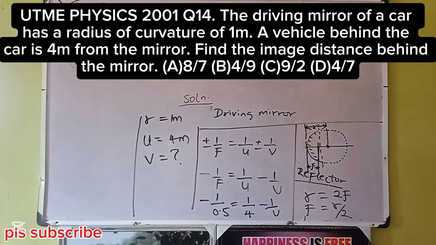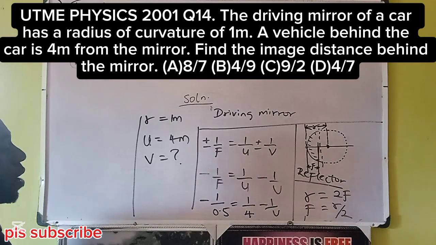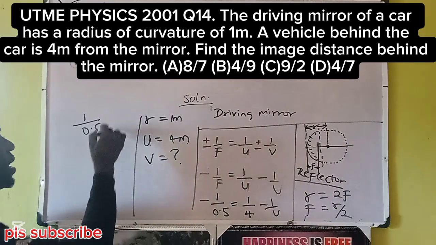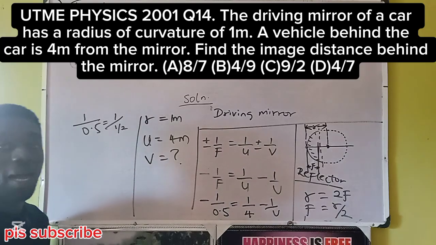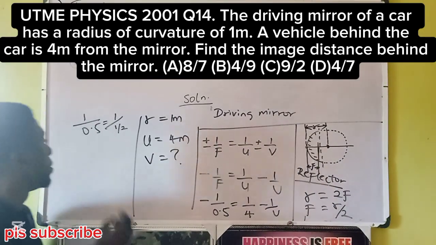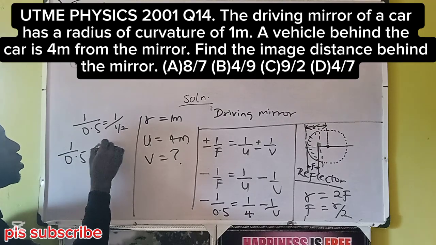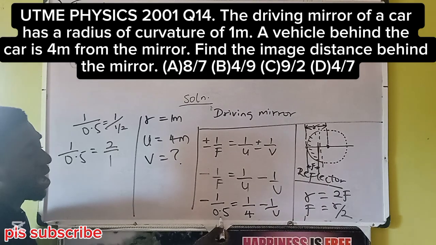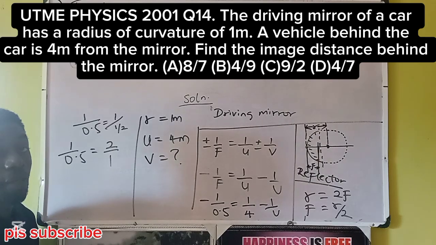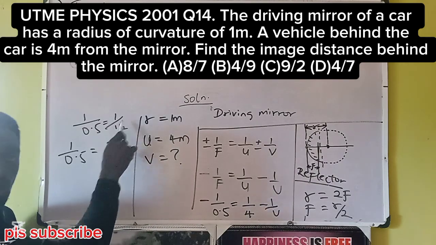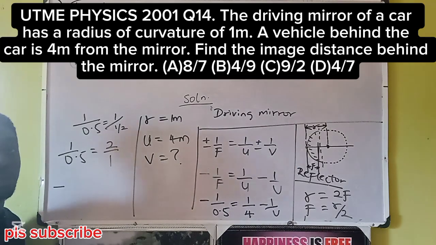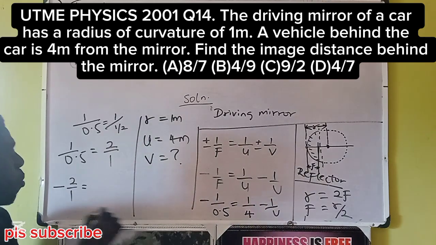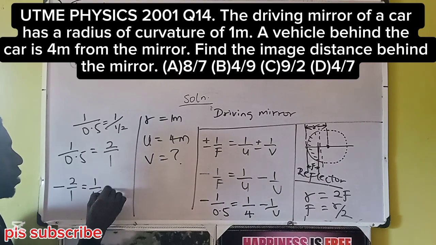Okay, let's continue from here. Are you aware that 1 over 0.5 is the same thing as 1 over 1 over 2, and the reciprocal of 1 over 2 will be 2 over 1? So 1 over 0.5 will be 2 over 1. You need to know that. The reciprocal of half is 2 over 1. Then to push ahead, instead of 1 over 0.5, I'll put 2 over 1 equal to 1 over 4 minus 1 over V.